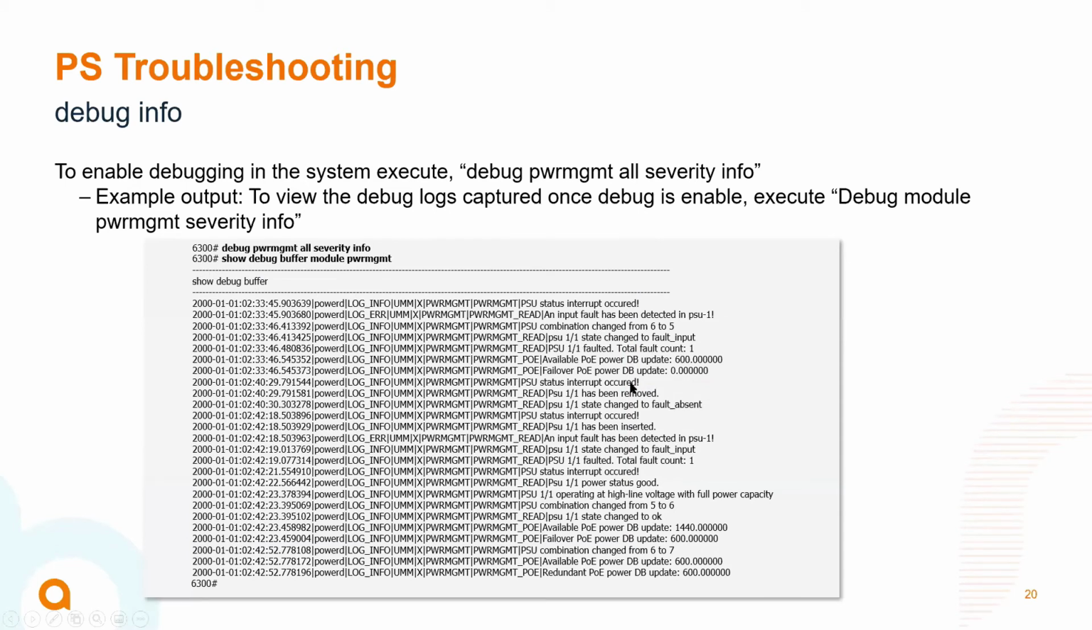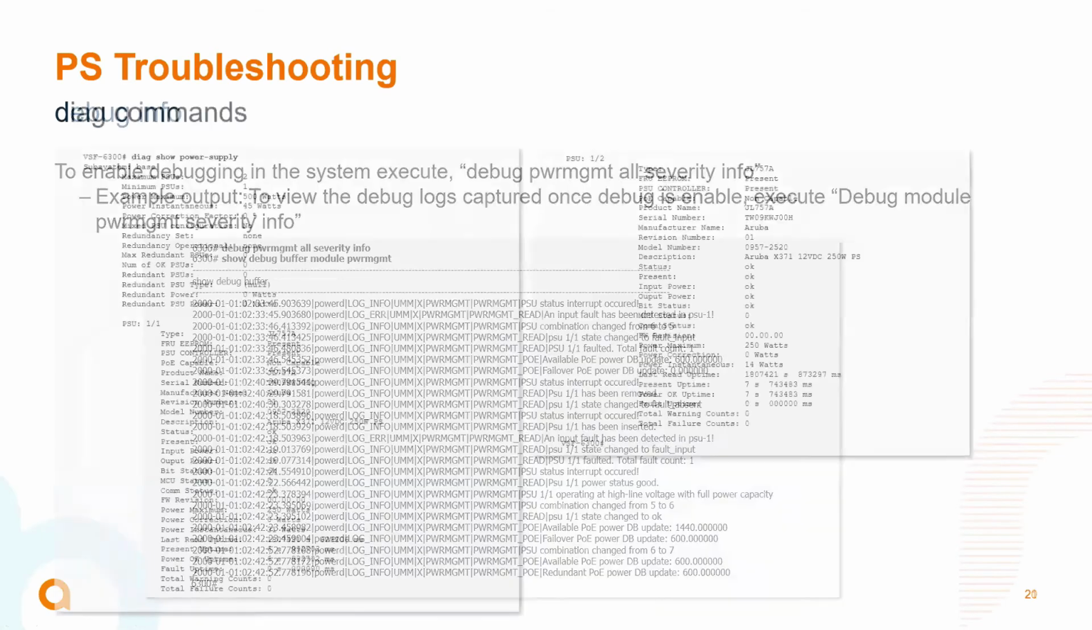Especially when you have a problem, these details help a lot for the development team to debug further, right? I'm just trying to save everybody's time with these troubleshooting techniques. If you have a power supply issue, just get into this slide, copy all these commands, execute them, and then get back to the engineering teams.